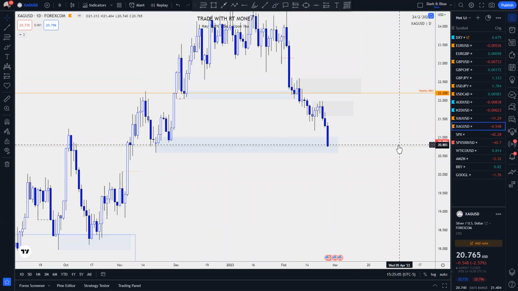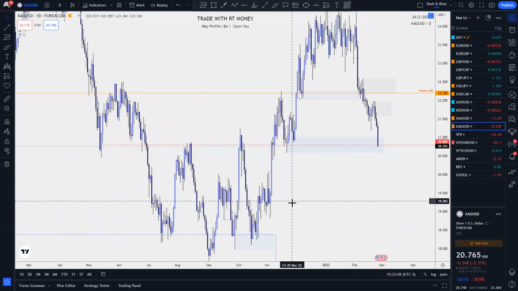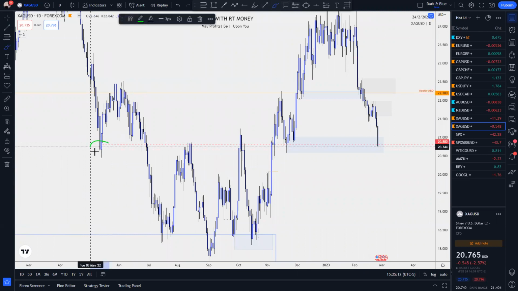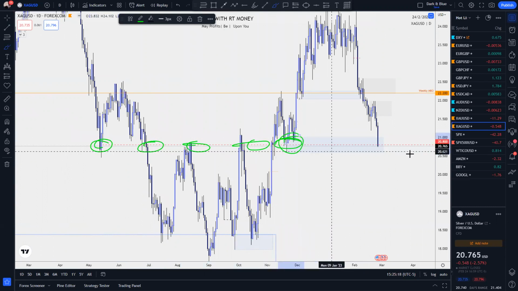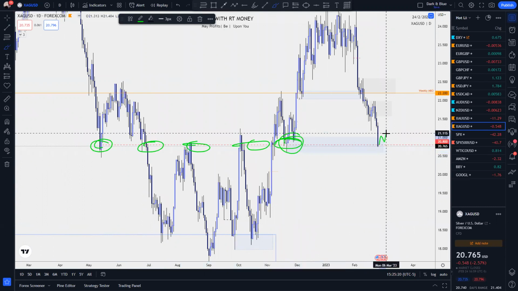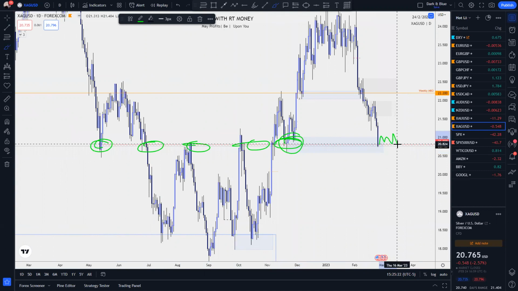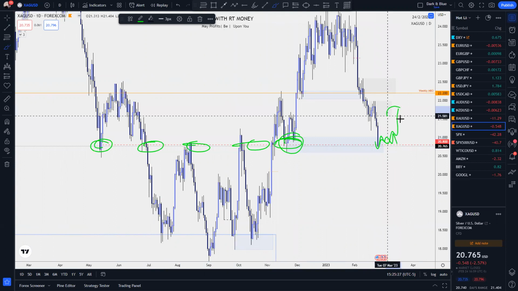But you see this dotted line here at 20.80? See this? This is right at this demand zone. I'm looking for this demand zone to quite possibly hold. All right. It may hold. And if it starts to flag, I'm looking right here.